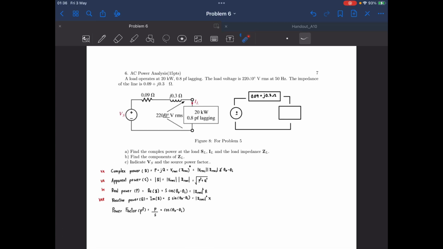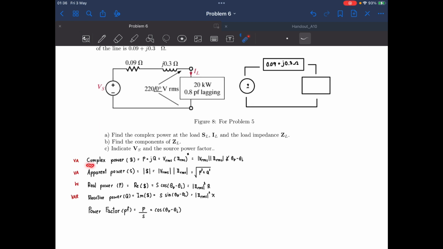In this equation, we're gonna encounter the complex power. The complex power is the power that has the real power and the reactive power. So the complex power will be in the form of this one, and it can be calculated from the VRMS multiplied by the conjugate of the IRMS, which will be in the polar form with this notation.